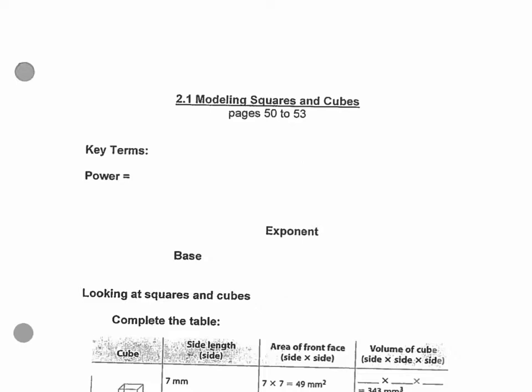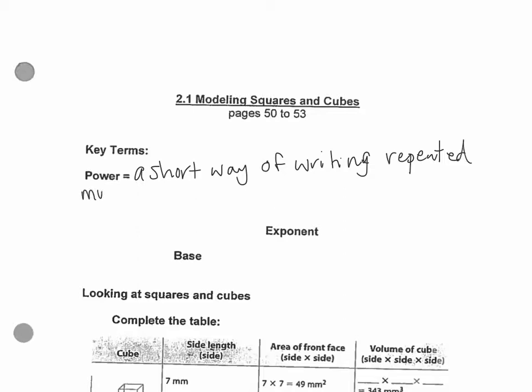Morning Math 9s, we're doing 2.1 modeling squares and cubes. So some key terms: power is a short way of writing repeated multiplication.